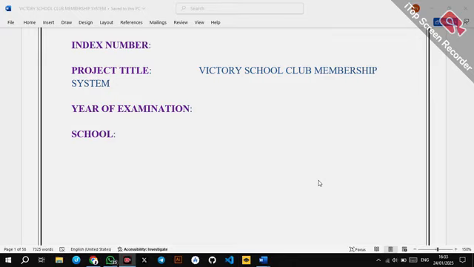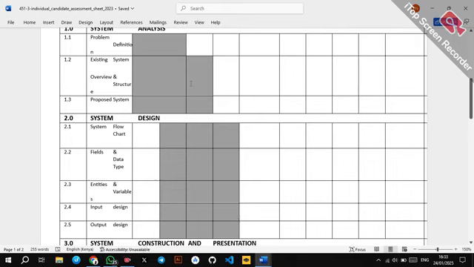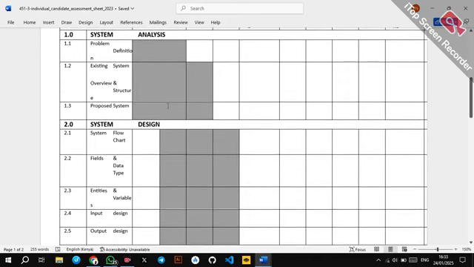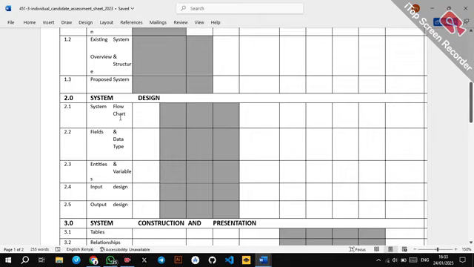Creative Minds. So, today we are going to learn about milestone one of the computer studies project, that is the Victory School Club membership system. I want us to have an overview of what is required in milestone one: problem definition, the existing system overview and structure, proposed system, system flowchart, fields and data types, entities and variables, input design and output design.